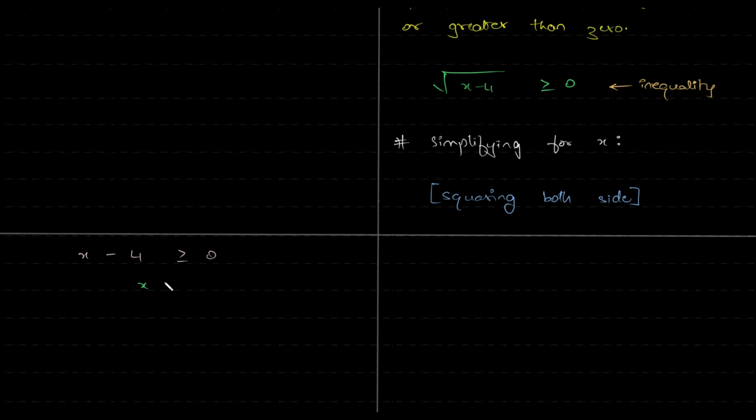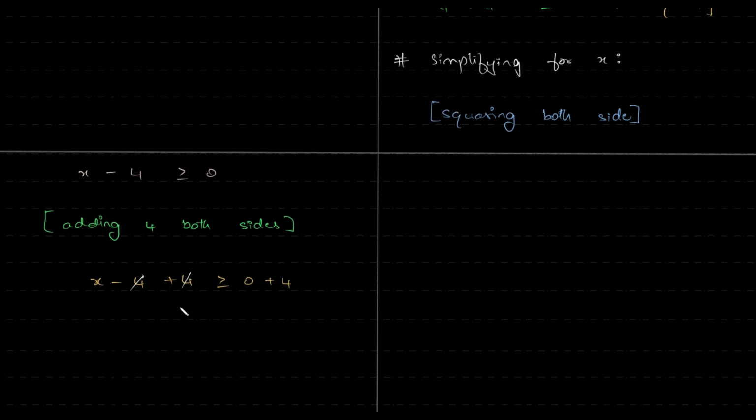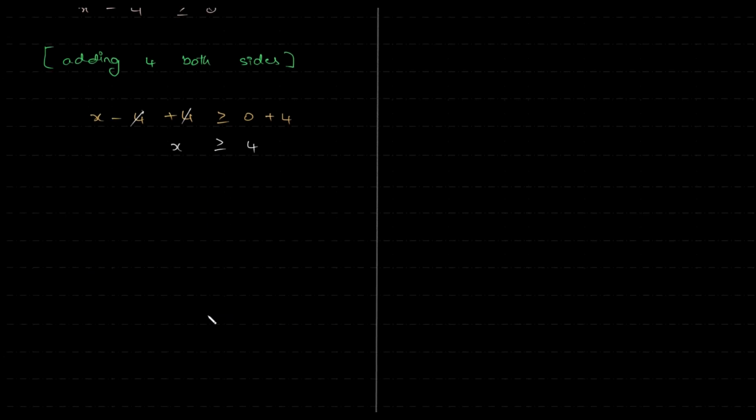Oh yeah, sorry, let me do it stepwise. Now, how do we further solve it? We should be adding 4 to both sides. And so we have x minus 4 plus 4 greater than or equal to 0 plus 4. And so we have minus 4 plus 4 getting cancelled. x is greater than or equal to 4. And that is our valid input values.